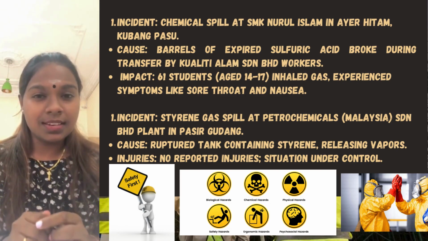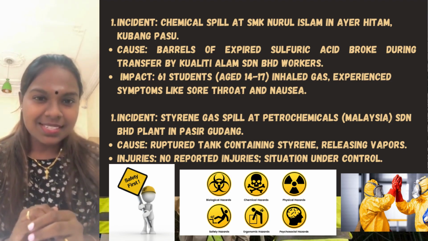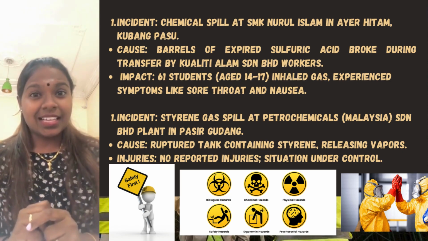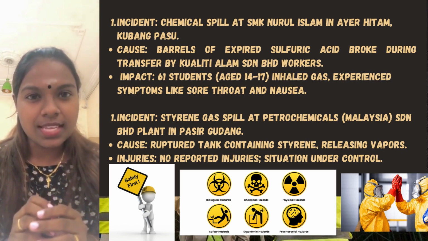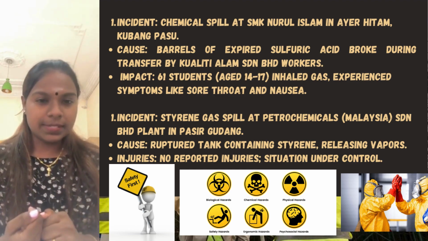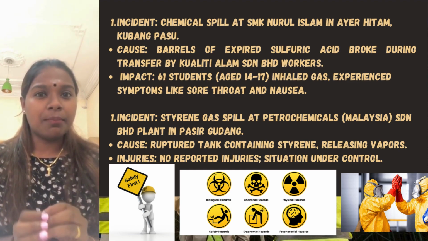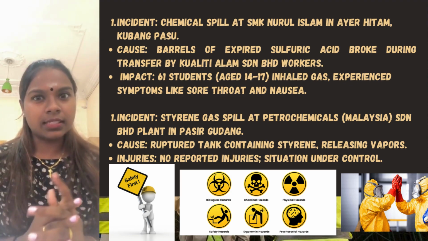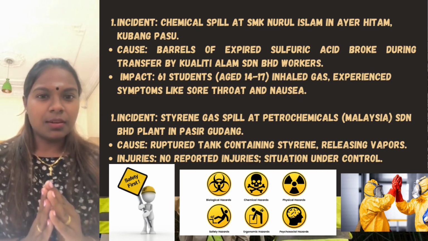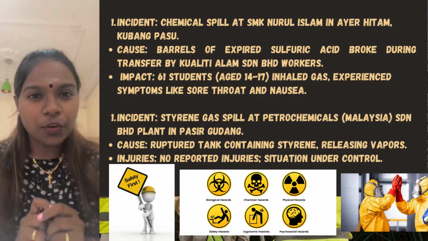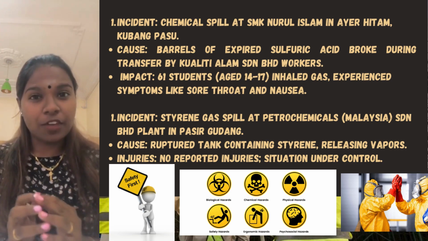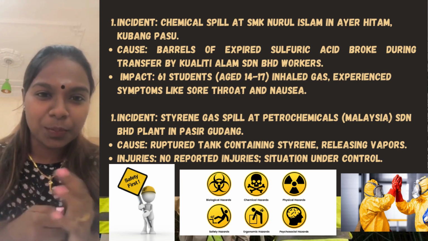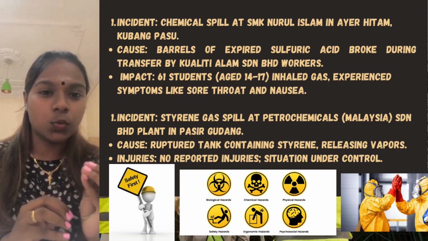The second incident was the styrene gas spill at a petrochemicals Sdn Bhd plant in Pasir Gudang. This was because a ruptured tank containing styrene released vapors. The impact so far is that no injuries have happened, because the environment is still under control and the process is still maintained. From here, I can see this kind of accident or incident happened because of carelessness in the workplace, and likewise at the school.